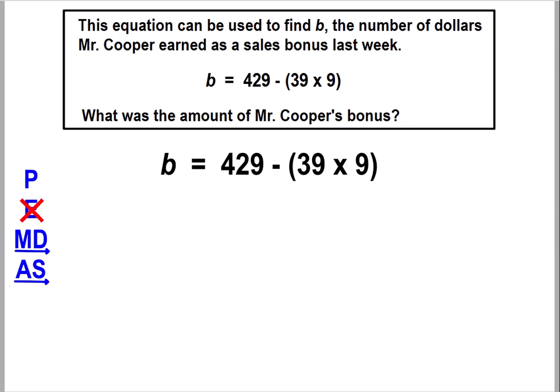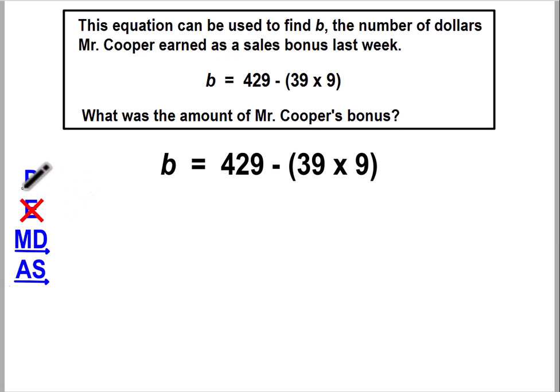This is one of your 5th grade TEKS questions. This equation can be used to find B, the number of dollars that Mr. Cooper earned as a sales bonus last week. What was the amount of Mr. Cooper's bonus? So we're actually given the expression, and now we're going to use PEMDAS to solve it.